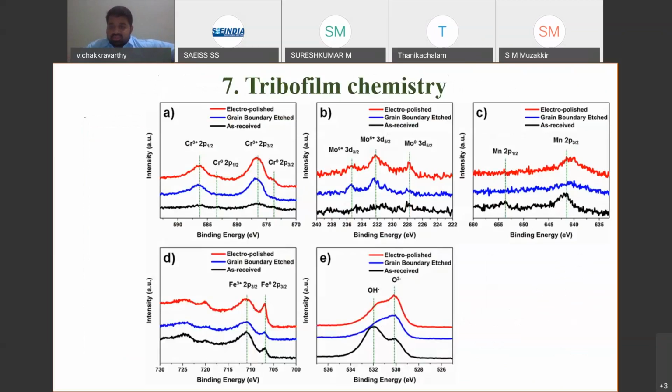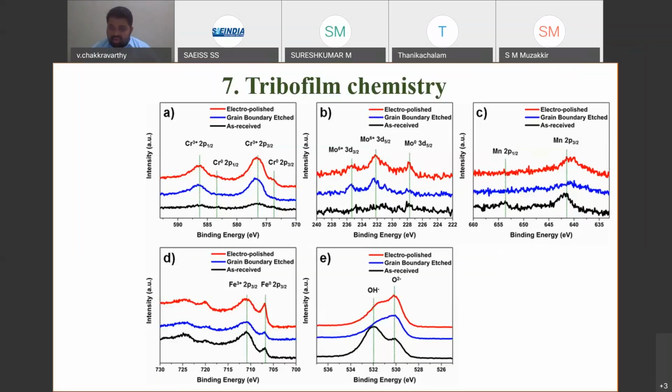Tribofilm chemistry, as I have already told: whenever the material is corroded or has undergone some wear, it will lose a lot of free electrons. While losing free electrons, some kind of oxide layer automatically gets formed. Those oxide layers could be easily captured by means of XPS spectra. XPS, X-ray photoelectron spectroscopy, is the most common technique to evaluate what type of oxide layers were formed.